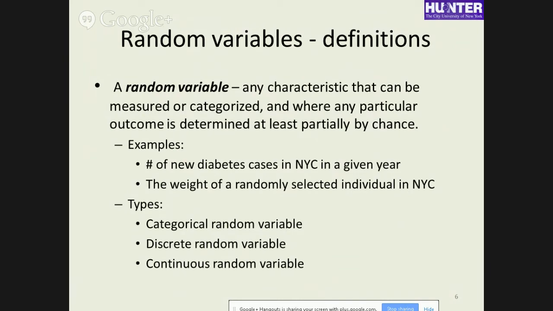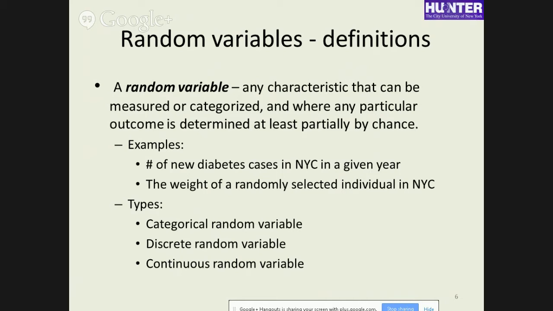All right, moving on to the new material. A random variable is something where we can measure and categorize it. It has definitive outcomes, but those outcomes aren't certain. So any particular outcome, it's not deterministic. There's at least an element of chance to it.